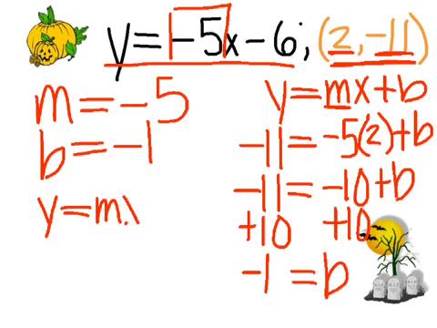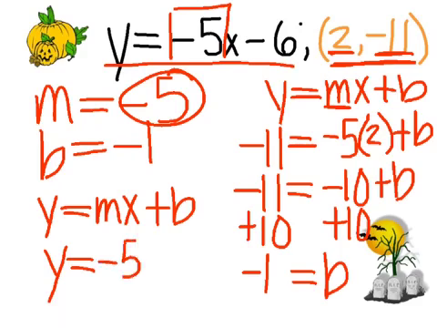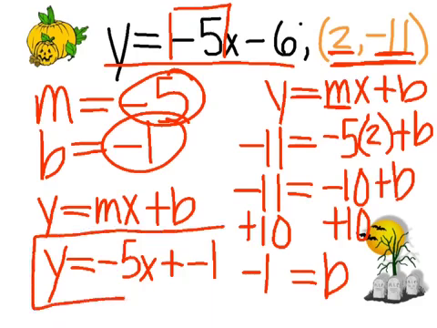We need to put this into y equals mx plus b. So our final answer, our slope is negative 5, so we have negative 5x, plus our y-intercept, which is negative 1. So our final answer is y equals negative 5x plus negative 1.